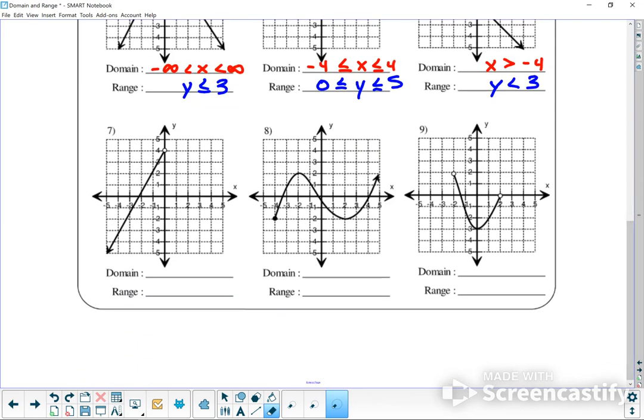Okay, and the last one, this arrow right here means that's going to keep going to the left, and it's going to go to or right as far as right here, which means we're going to stop right at 0. It's not going to count 0. So this is going to be x is less than 0.